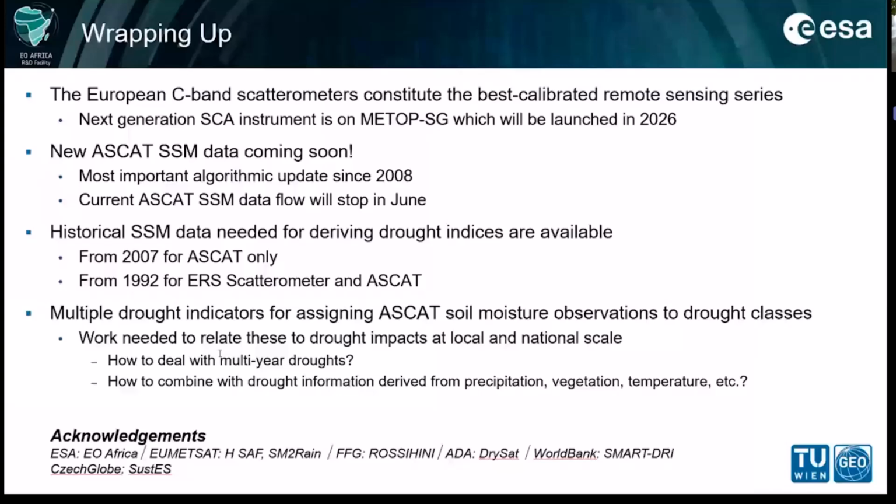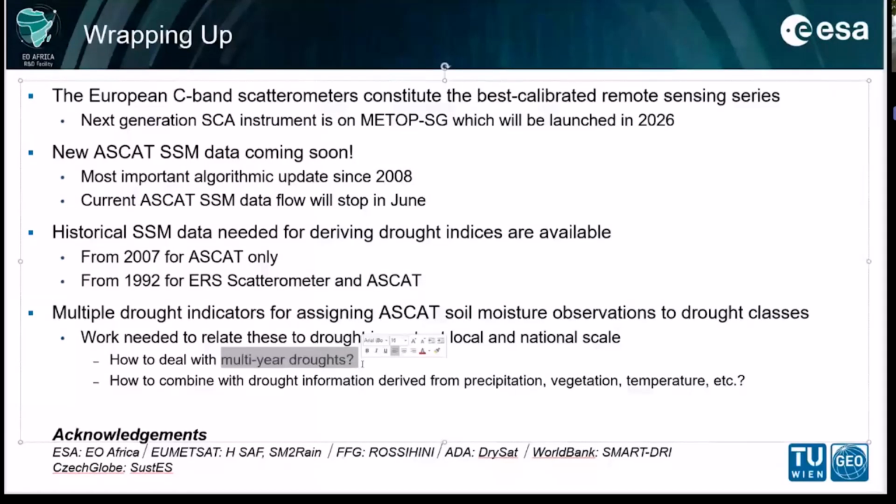And maybe also let me make two statements. One issue is how to deal with multi-year drought conditions. With most of the methods, we're just looking at current conditions with respect to the long-term average, but obviously if you have a series of years with drought conditions, that makes things worse, but it's very difficult to describe.